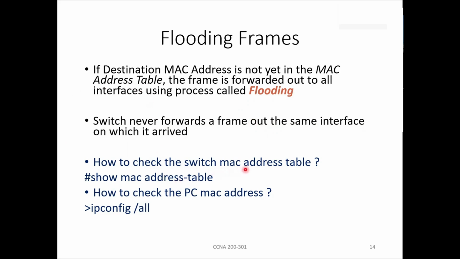Now, some information, like how to check the switch MAC address table: we can say show mac address-table, and to check the PC MAC address, say ipconfig /all. So these two commands we need to remember, right? If it is a switch, we can apply this show command. If it is a PC, we can say ipconfig /all. In this way, we can learn the switch MAC address table information.